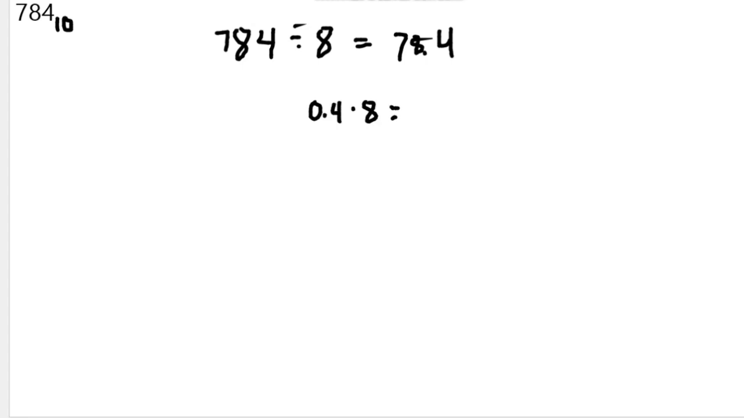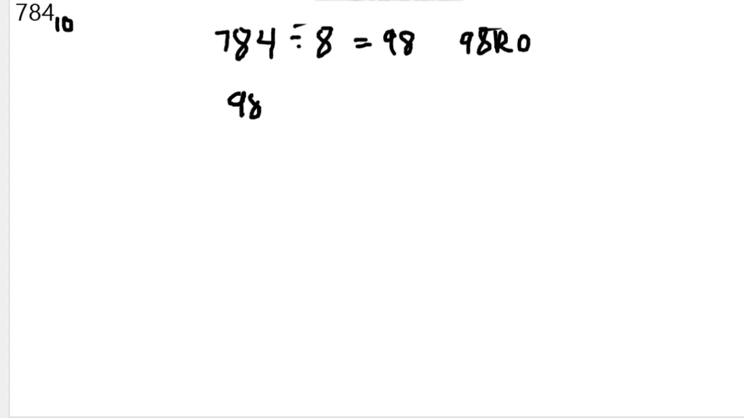Okay, now we have 784. So how do we convert this? Again, we can just divide it by 8. We can just use our calculator over and over here. Actually, it's not 78.4. It's going to be 98. So 0 remainder: 98 remainder 0.